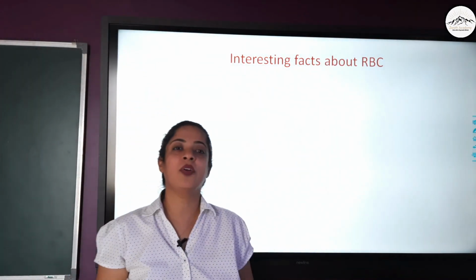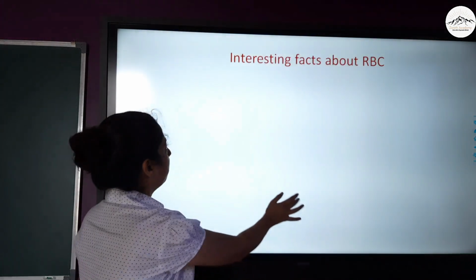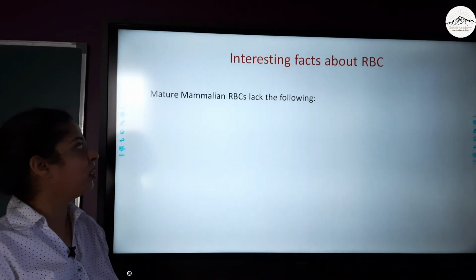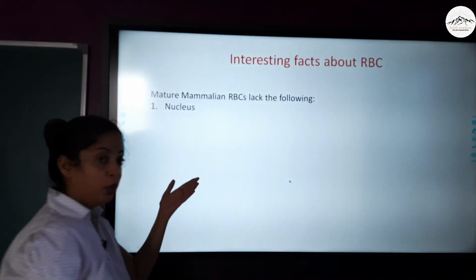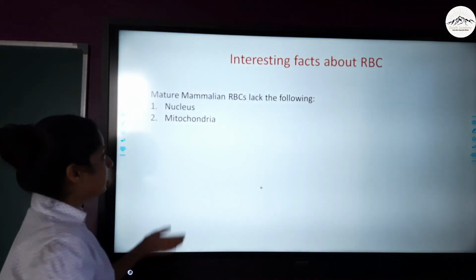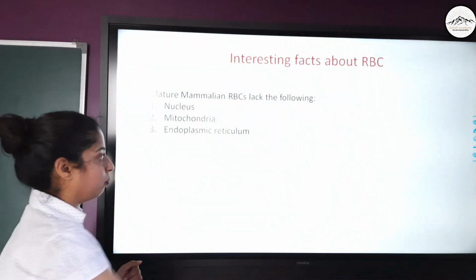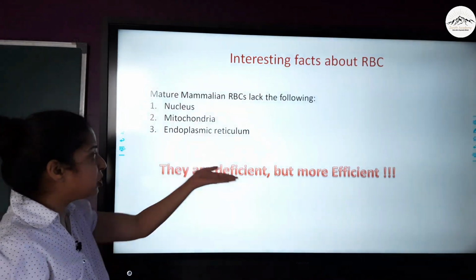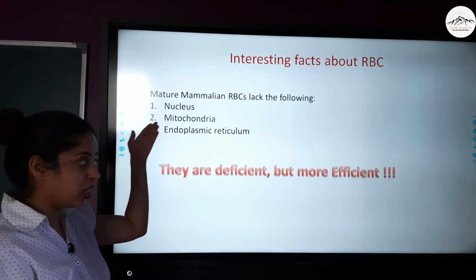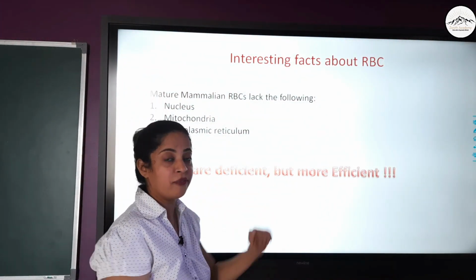Now let us read about interesting facts of RBC. A mature mammalian RBC lacks three things. It lacks a nucleus, it lacks mitochondria, as well as endoplasmic reticulum. So they are deficient because they do not have these three things, but still it is more efficient.